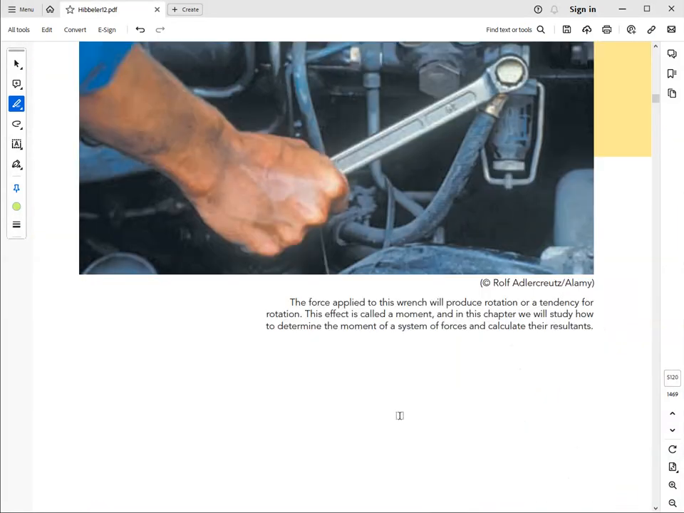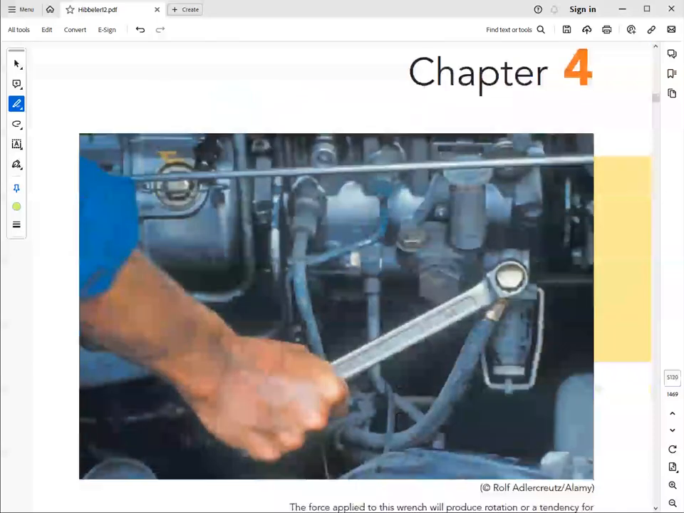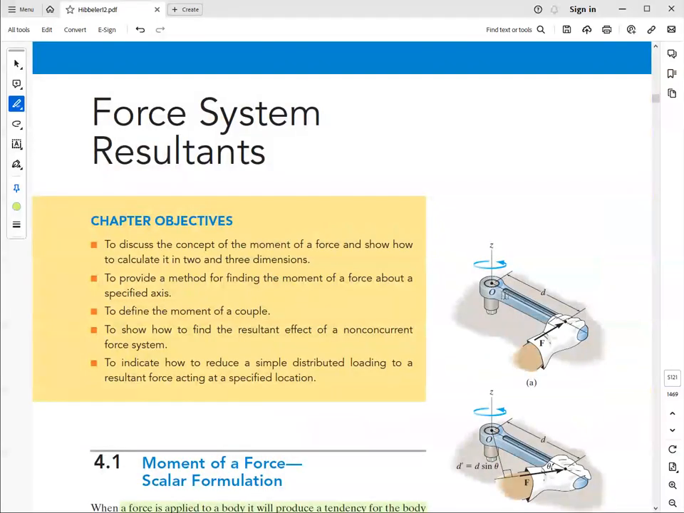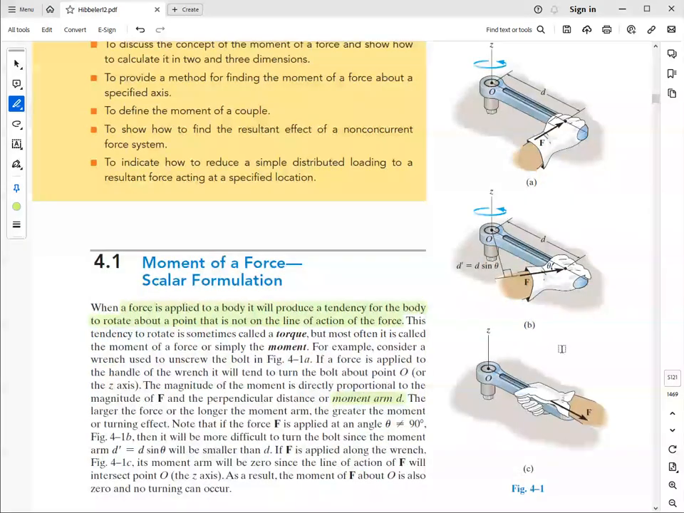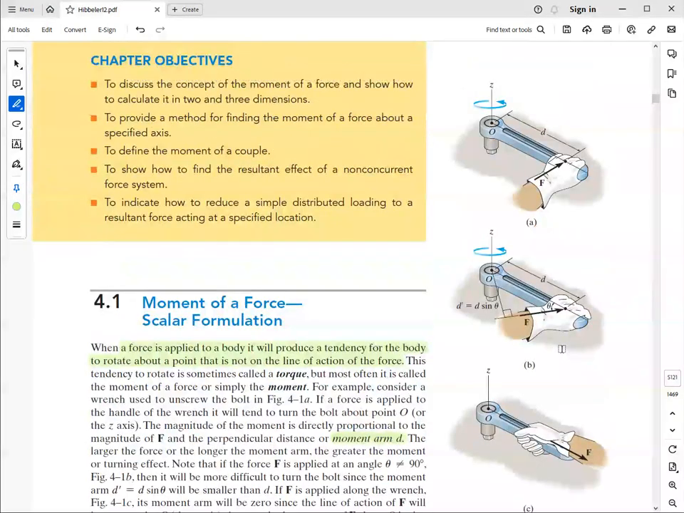and I'm going to cover chapter 4. It is for system resultants. And we're going to introduce the concept of moment. We'll be talking about cross products, things that you may be familiar with from other classes.